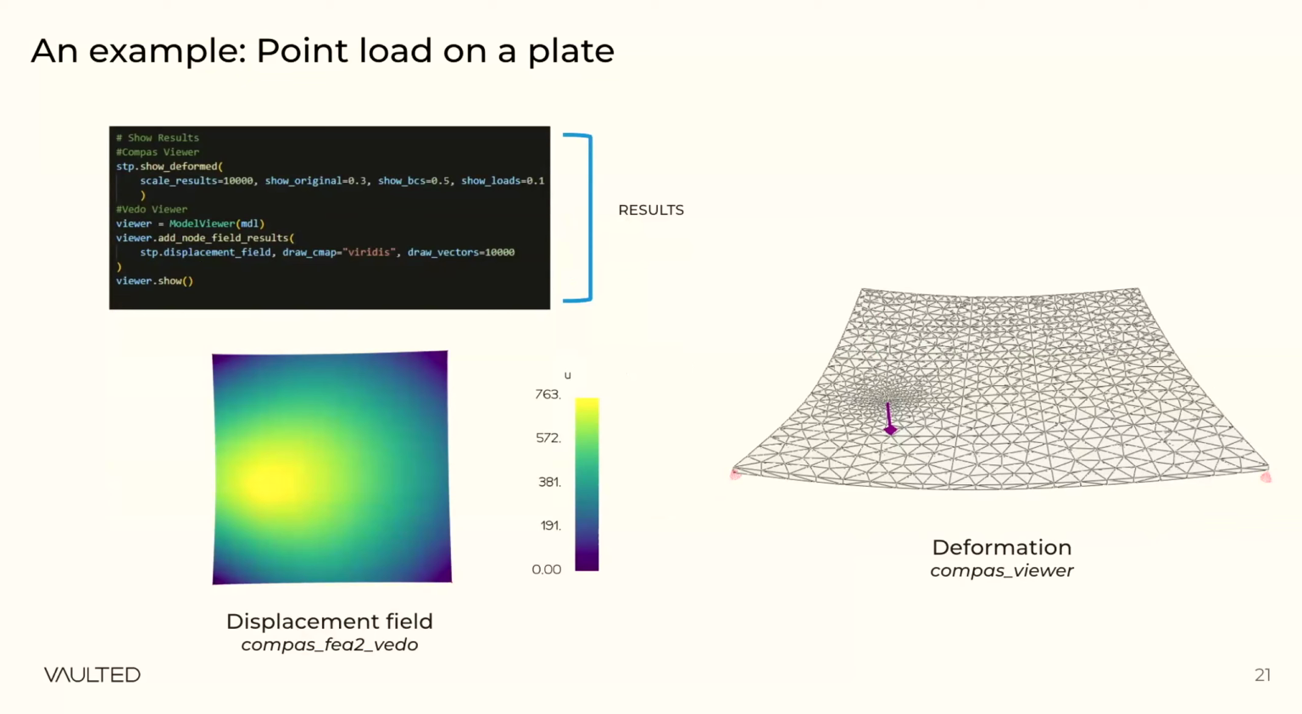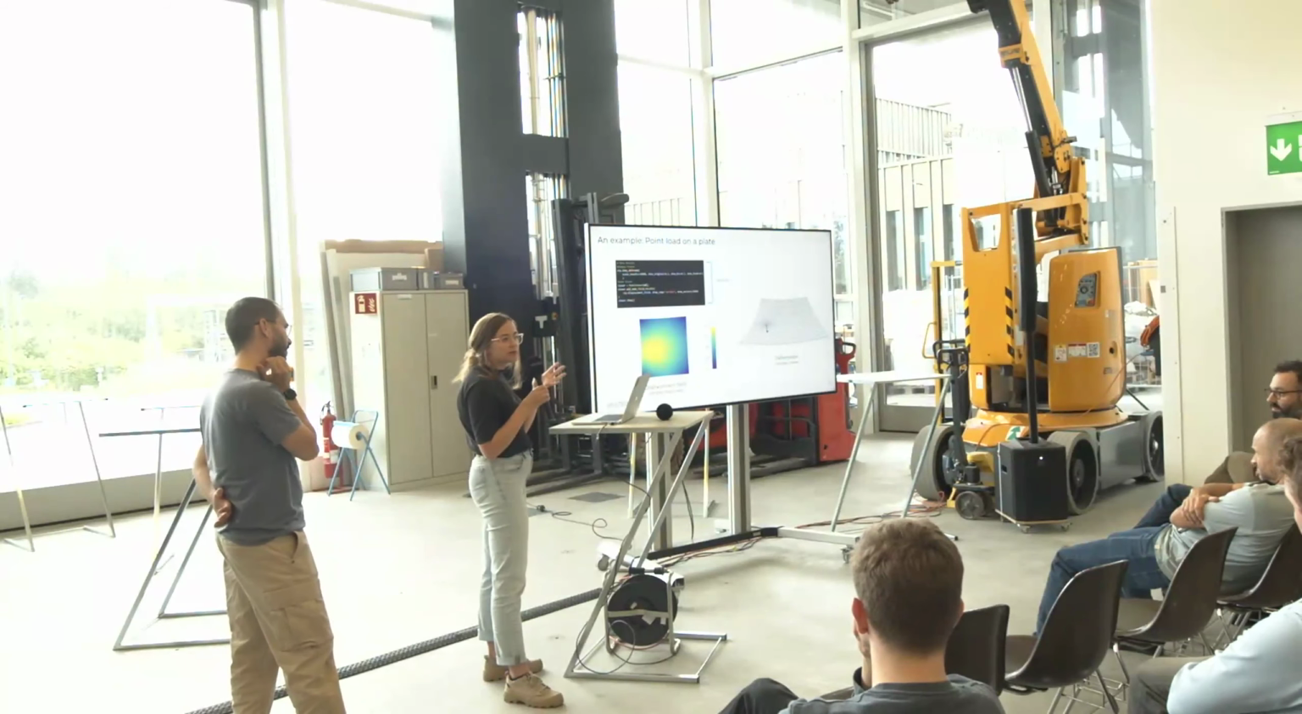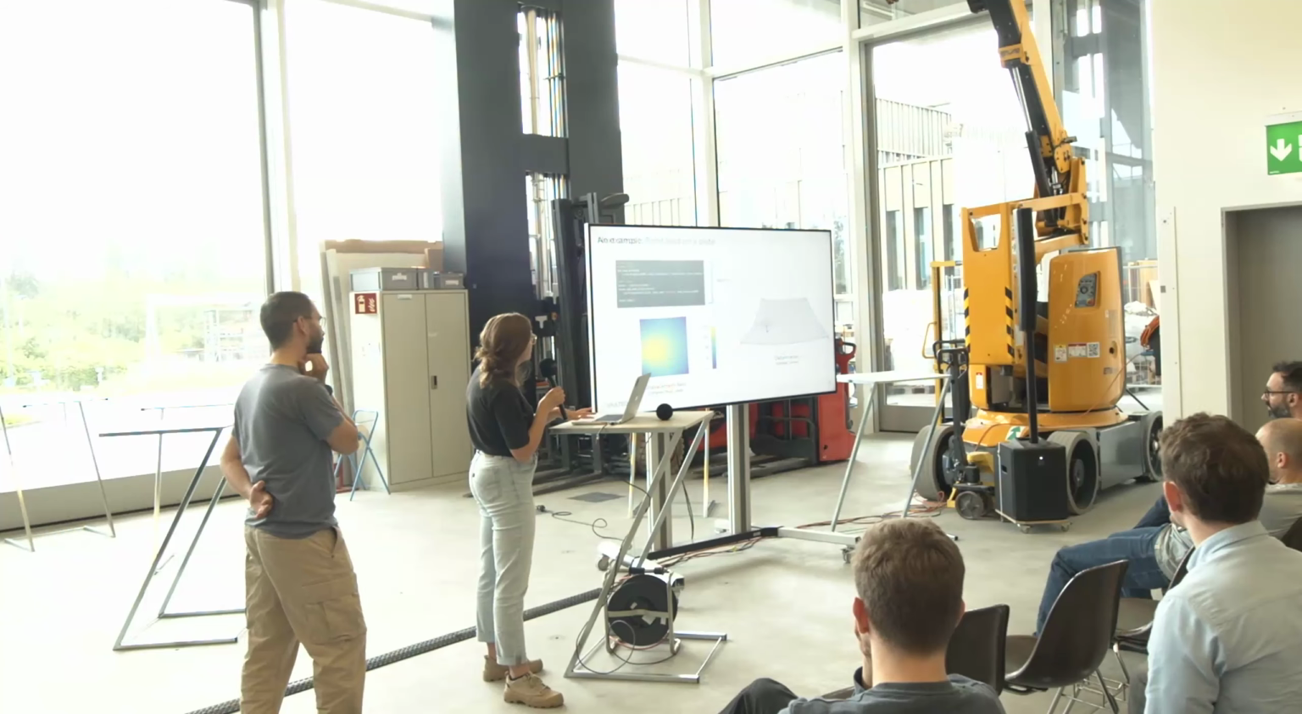So there, for the visualization, as you can see, we can use several plugins, such as COMPAS Viewer or COMPAS FEA2 Vedo, which is Vedo, a specific plugin from Python to see results that we implemented. So this is, like, in a few words, what is COMPAS FEA2.